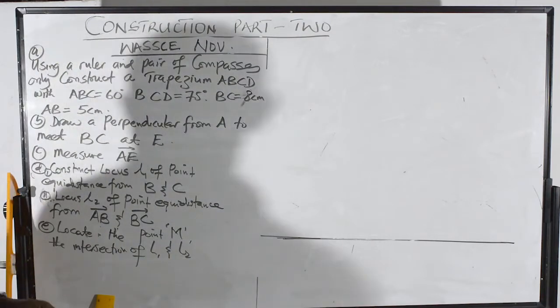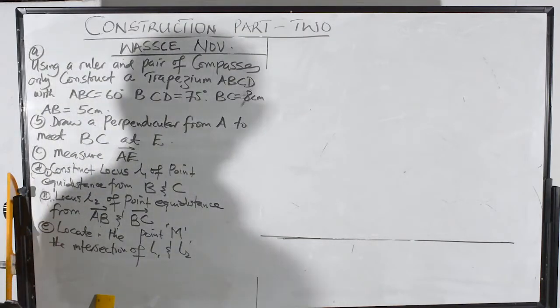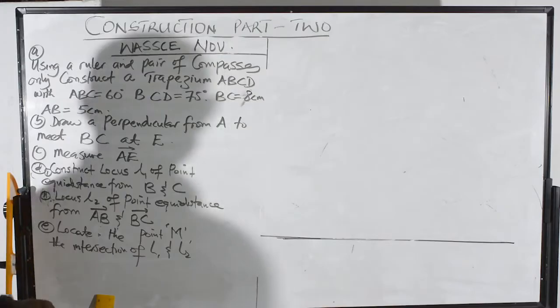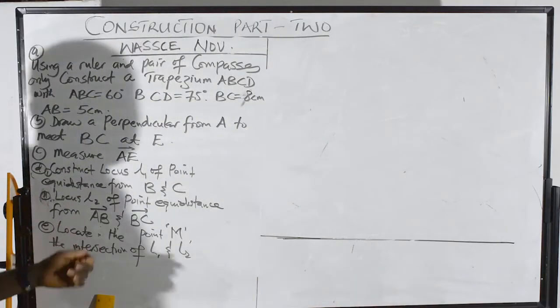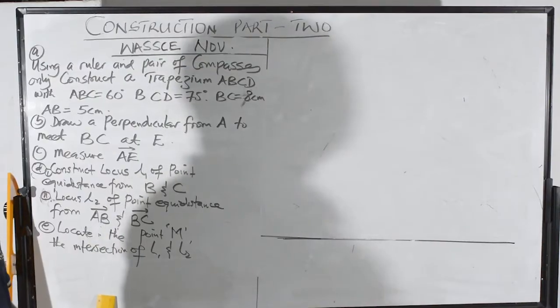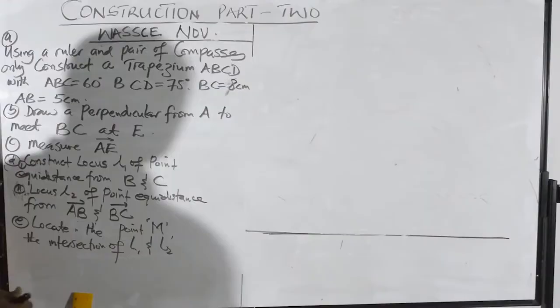Now you have to construct also the locus L1 of points equidistant from B and C, and locus L2 of points equidistant from A, B and BC. It says locate the point M, the intersection of L1 and L2. So now that's the question. We have to sketch as usual. You have to sketch first of all.